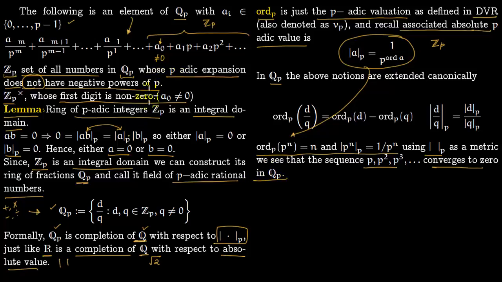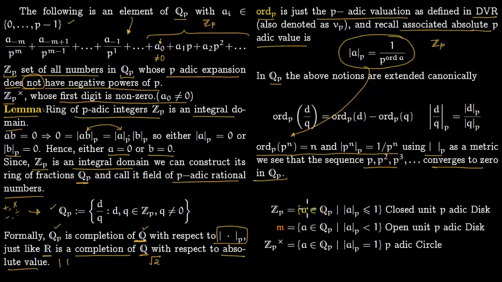So we have described this Z sub p before as these terms. You can also see it as all this a in the rationals such that the absolute value of a is less than or equal to 1. So this has to be less than or equal to 1 because we are talking about Z sub p, these terms. All these terms have p in the numerator. So once you take the order, this will become 1 over p to some power, and therefore this will be less than or equal to 1. So this is called the closed unit p-adic disk.